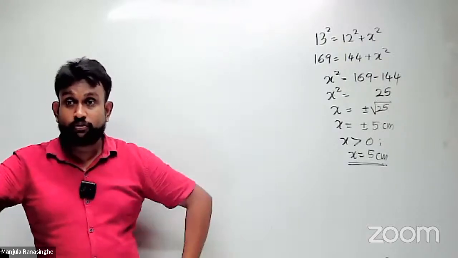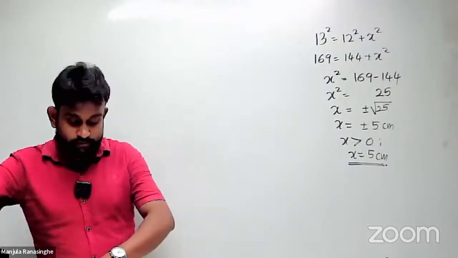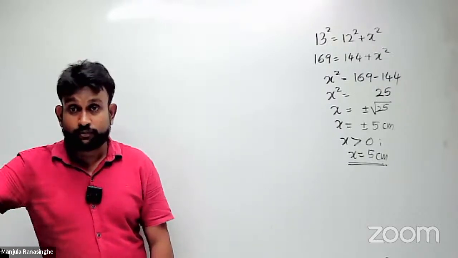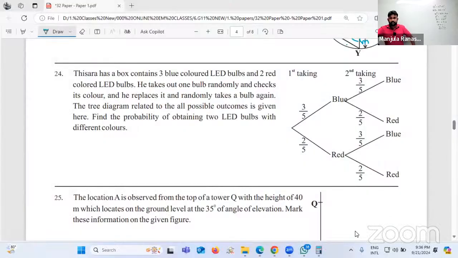Right. Now we are moving to question number 24. See the question. A box contains 3 blue colored LED bulbs and 2 red colored LED bulbs. He takes one bulb randomly and checks its color, then replaces it and randomly takes a bulb again. All possible outcomes are given. Find the probability of obtaining 2 LED bulbs with different colors.